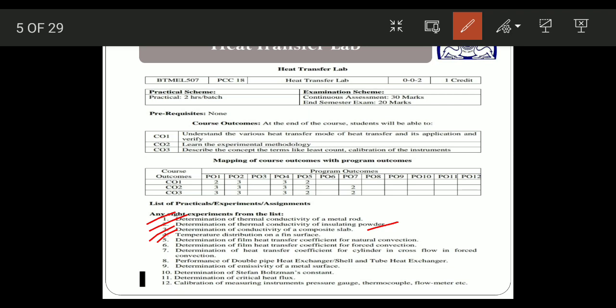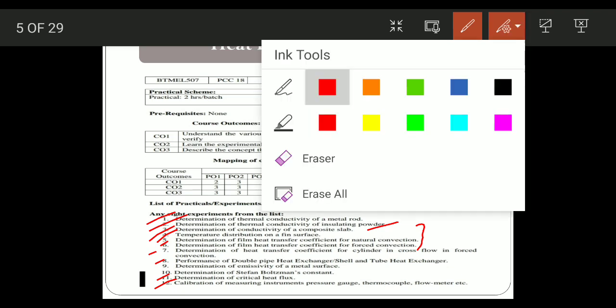Next, fourth is temperature distribution on a fin surface. How to calculate the temperature at different locations on the fin. That is experiment number 4. Experiment number 5, determination of the film heat transfer coefficient for natural convection. And 6th is for forced convection. Next, 7th experiment we have to perform in the laboratory as determination of heat transfer coefficient for cylinder in cross flow in forced convection. Experiment number 8, performance of double pipe heat exchanger or shell and tube type heat exchanger. Next, determination of Stefan-Boltzmann constant. Next, 11th is determination of critical heat flux. And 12th is calibration of the measuring instruments, pressure gauge, thermocouple, flow meters, etc. Okay, so these are the different experiments that we have to perform in the laboratory.